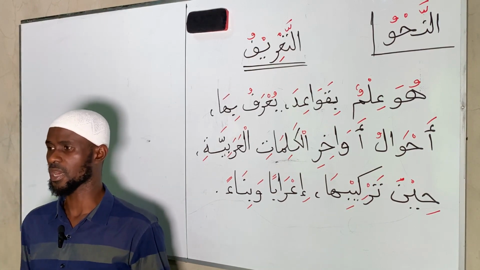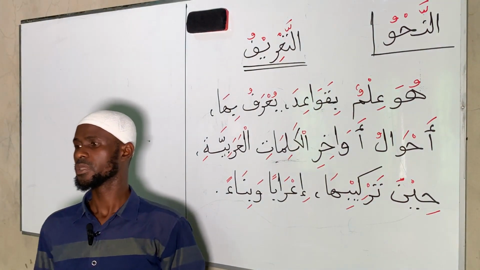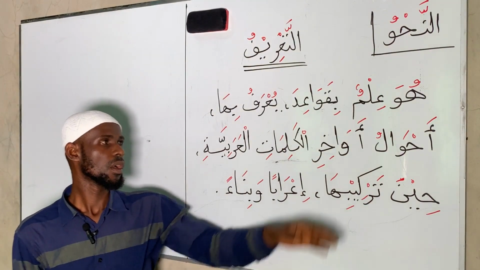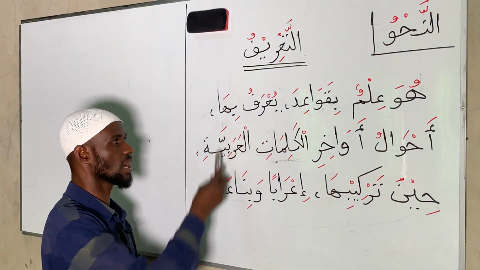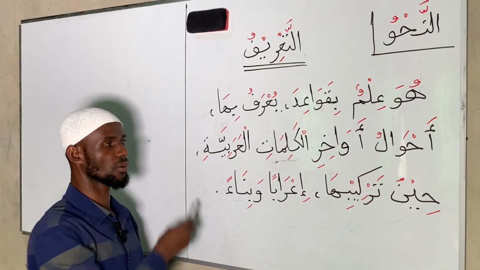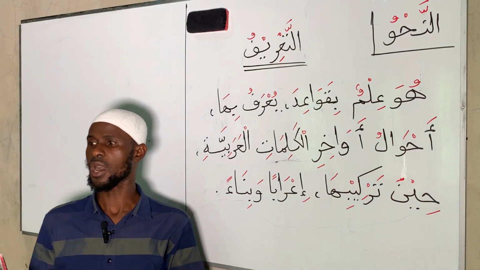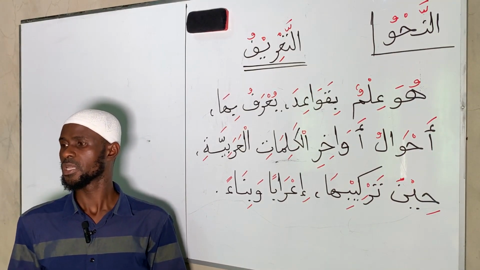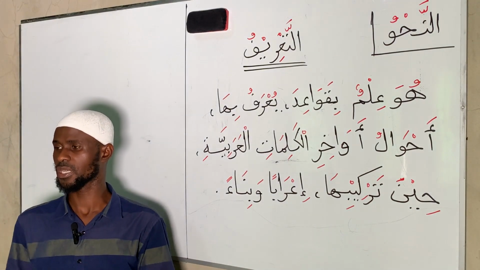You're welcome to the first class in Arabic grammar, and that is An-Nahu. So we start with the definition of An-Nahu. That is At-Ta'rif. At-Ta'rif means the definition. Huwa ilmun, it is a knowledge biqawa'ida, with principles, يعرف بها, that will make us to know أحوال, the behavior, أواخر الكلمات العربية, of the ends of Arabic words, حين تركيبها, when these words are joined together to form a sentence, إعرابا, when the end of each of the words is changing, وبناء, and when the end of each of the words is stagnant.